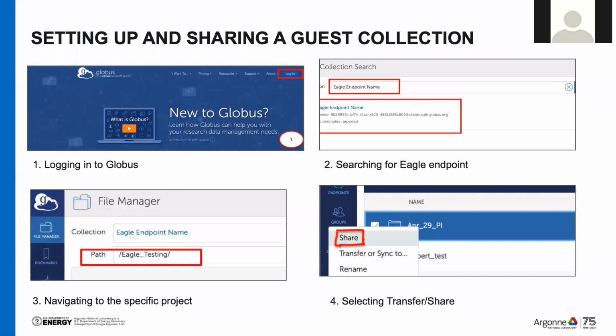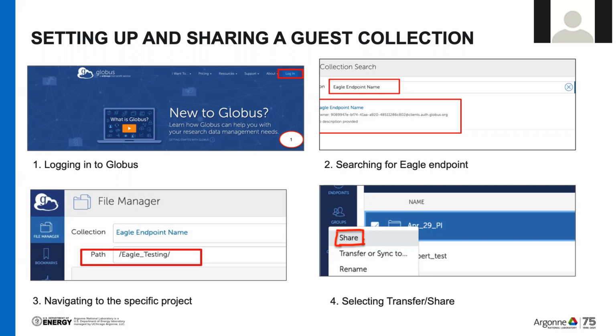Let me recap the process of data sharing using GLOBUS and Eagle. It's pretty straightforward. I will walk you through setting up and sharing a guest collection using the screenshots here. In the first step, you authenticate to GLOBUS using your ALCF login with your mobile or a CRYPTOCard token provisioned. In the second step, you search for the specific mapped collection.